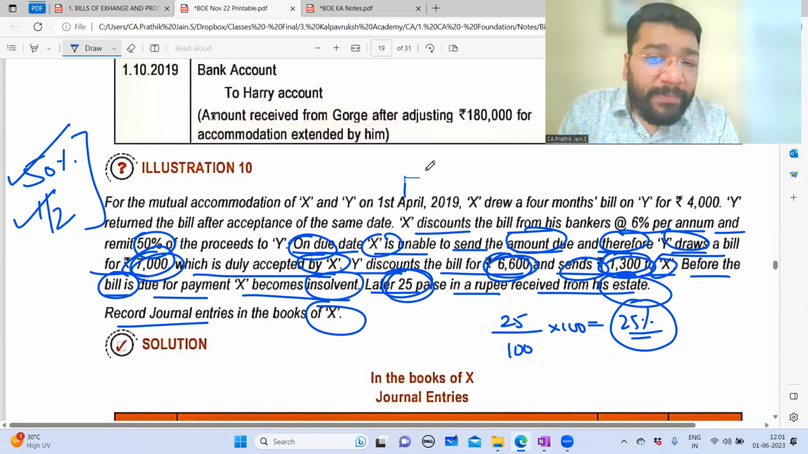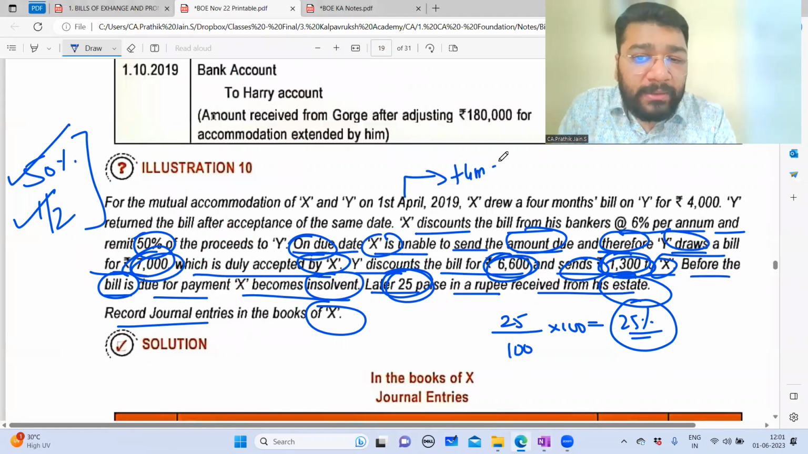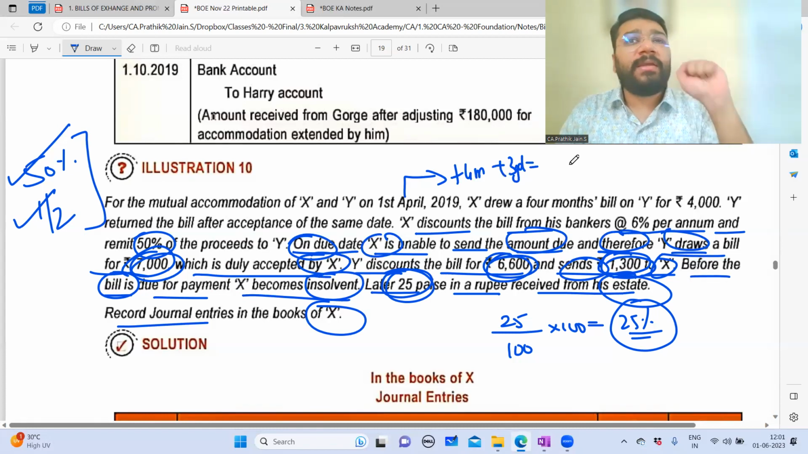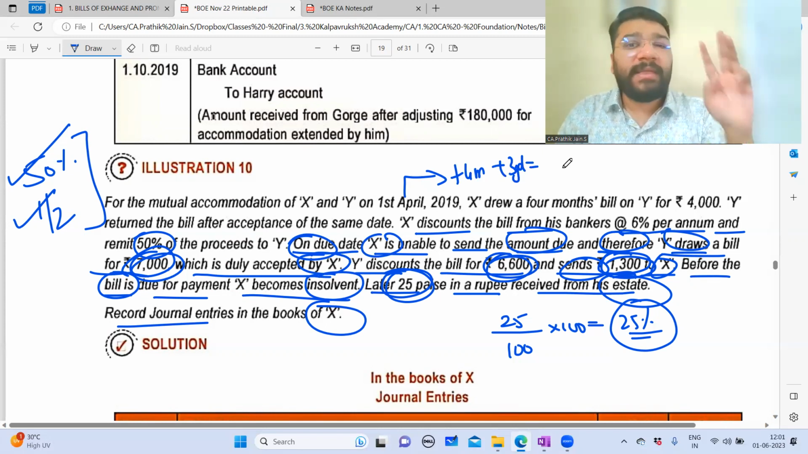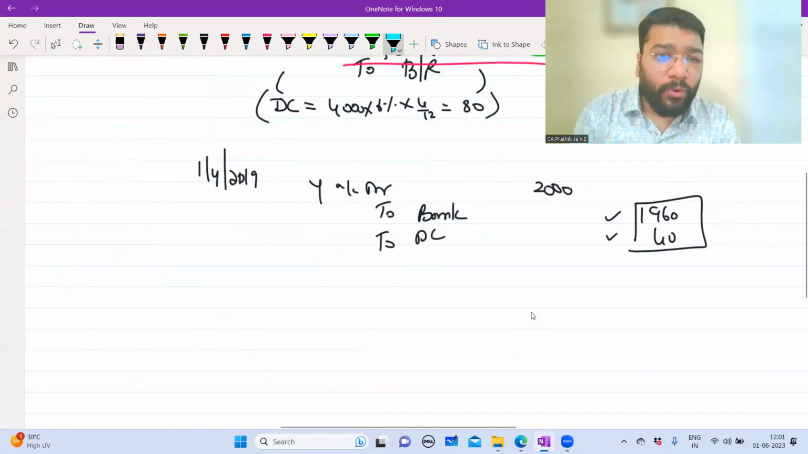So guys, 1st April 2019 is the original bill date, plus 4 months plus 3 grace days. Please tell me, what is the due date? Sir, April bill is drawn. So May, June, July, August. So 1st of August plus 3 grace days is 4th of August. So now guys, the fourth entry on 4th of August.